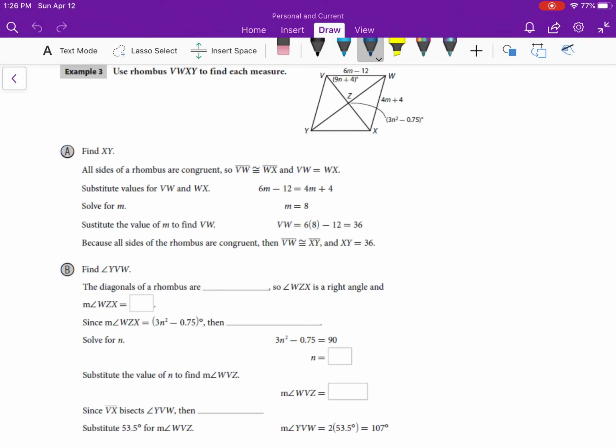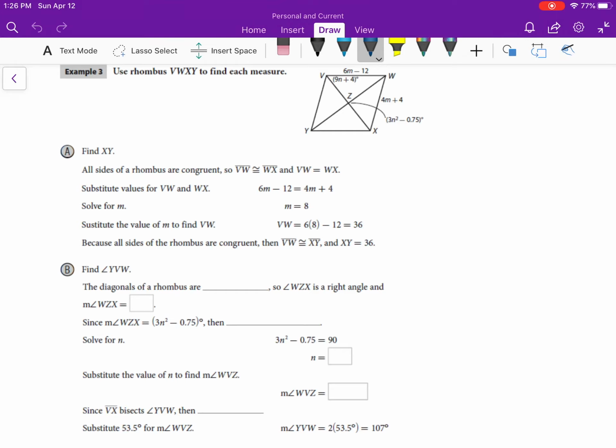Alright, since we know our properties of a rhombus, we can find different measurements from using those properties. So let's take a look at this rhombus VWXY. They want us first to find the length XY. We start by saying a rhombus has four sides that are congruent. They're all equal to the same.